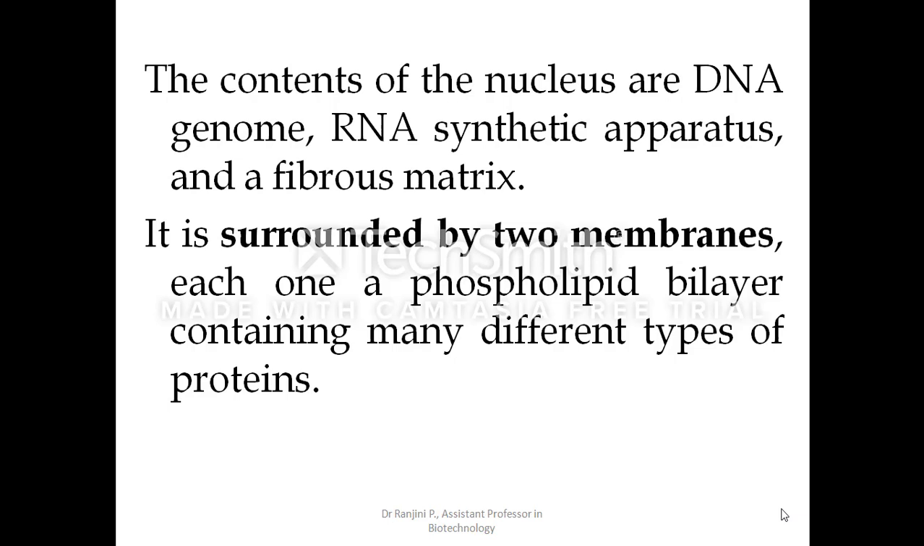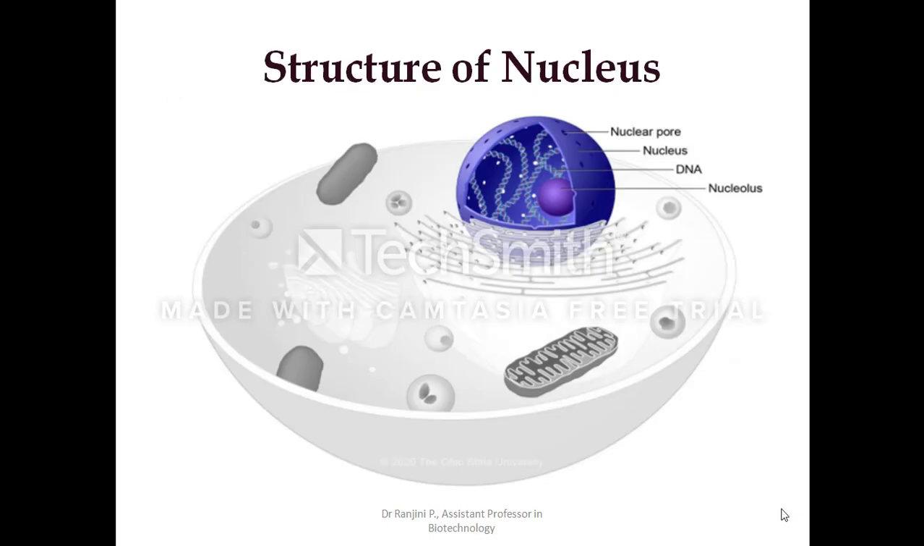The contents of the nucleus are DNA, the genome or genetic material, the RNA synthetic apparatus, and a fibrous matrix. The nucleus is surrounded by two membranes. The membranes are composed of a phospholipid bilayer containing many types of proteins. This is the structure of the nucleus.